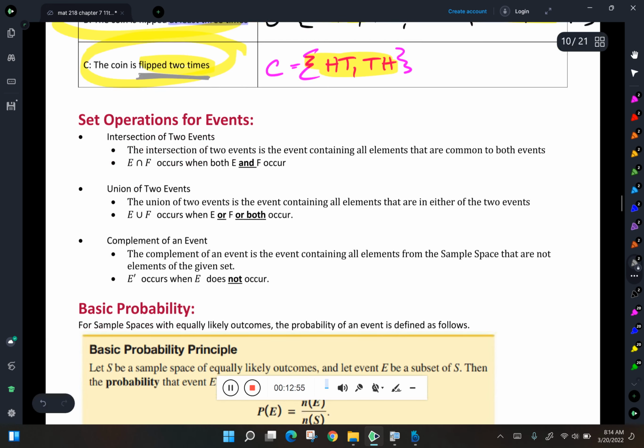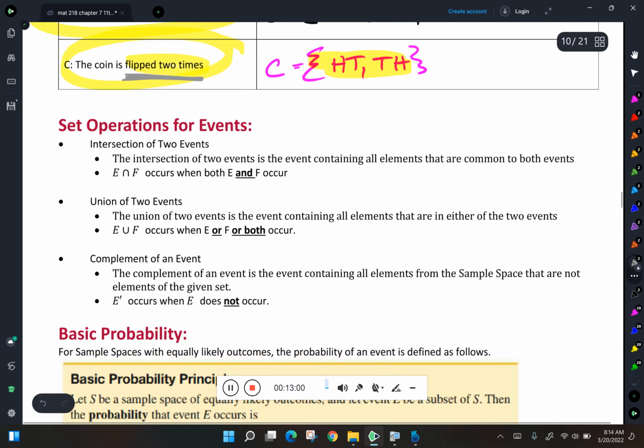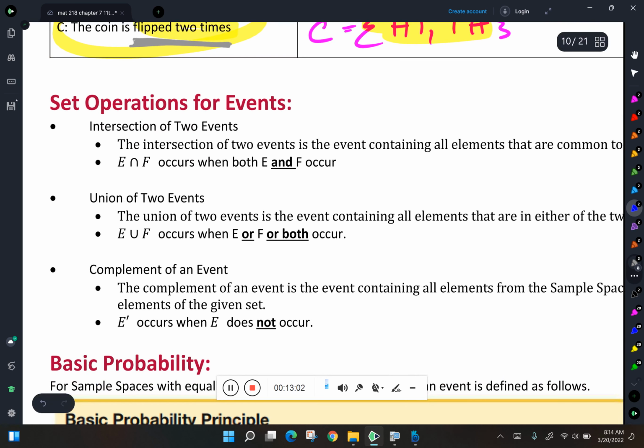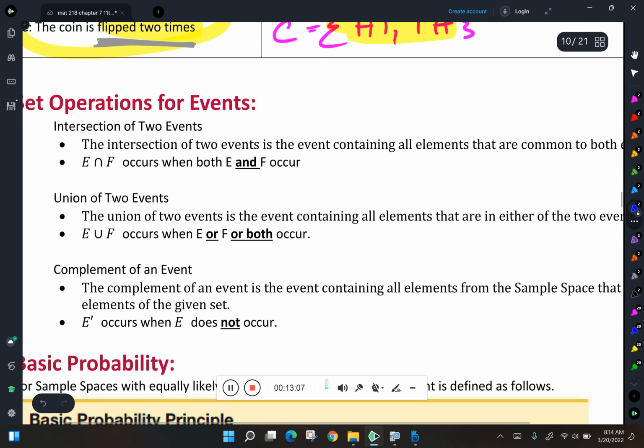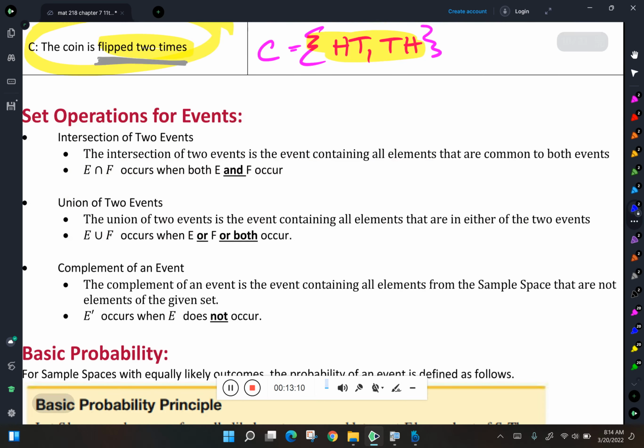All right. Remember set operations? Set operations for events are also valid. Intersection, union, complement. We talked about all these in 7.1 and 7.2. They're still going to happen here. For example, if I have 2 events and I want to talk about the intersection of those 2 events, all I'm saying is, there's my notation, that this just means that E and F will both occur. So the intersection of 2 events is the event containing all the elements that are common to both of them.